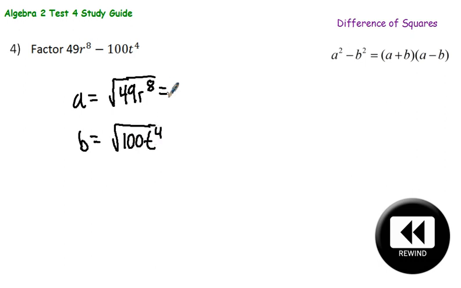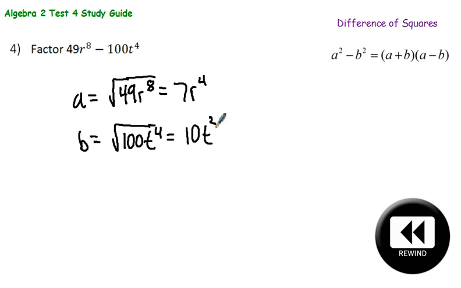Well, you know, the square root of 49, what times what makes 49? 7. And I should have mentioned this on the other one. It's more than just saying what times what makes the number. It's what same number, right? Because that's by definition of the square root. What same number multiplies to 49? Well, that would be 7. What same term would multiply to r to the 8th? Well, that would be r to the 4th. What same number multiplies to 100? Well, that would be 10. What same term multiplies to t to the 4th?